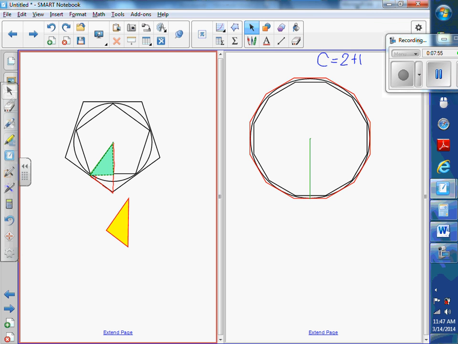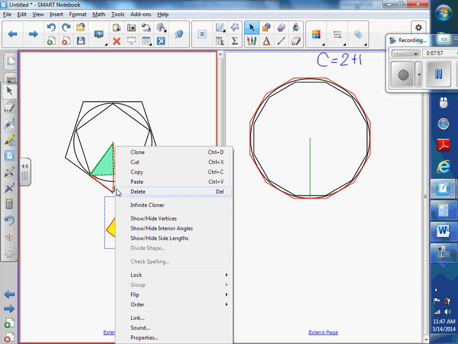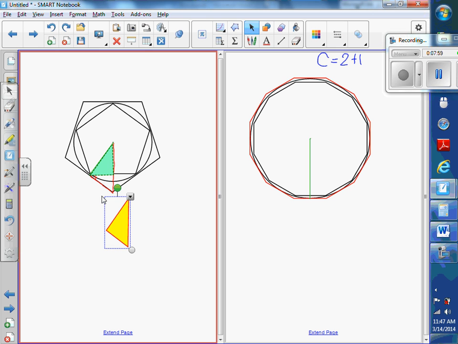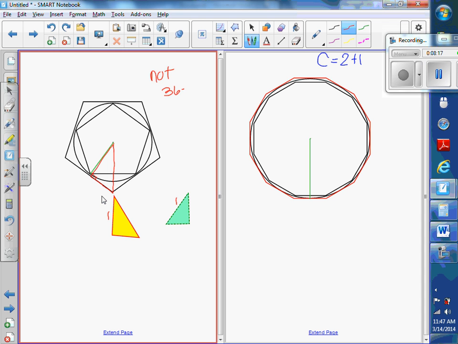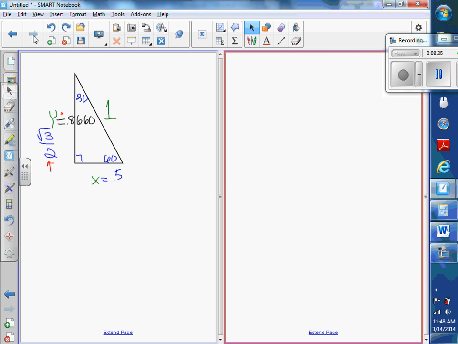We're going to look at this triangle here, where the leg was 1, and then this one where the hypotenuse was 1. The problem is, this is not a 30, 60, 90 triangle, so we have to learn trig to do more. But you got it? Okay, so let's go back to the 30, 60, 90.